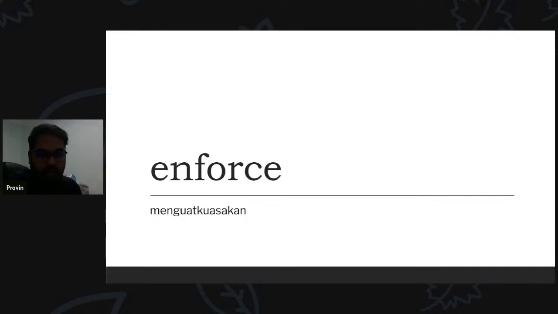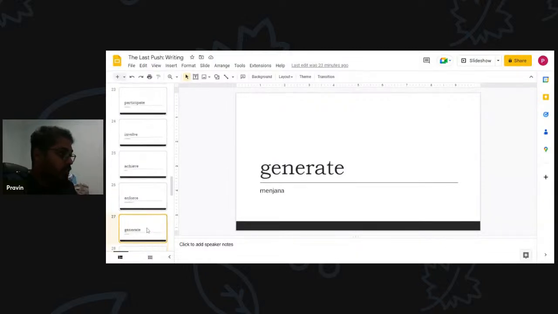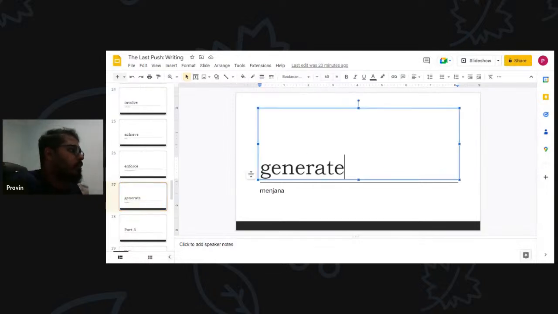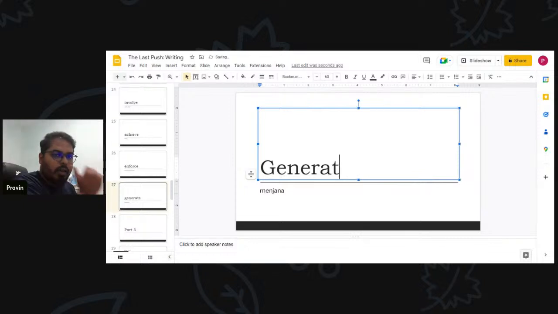Enforce, meaning to enforce the laws. Enforce the rules. Enforce the laws. You will use this word. Alright, so we are going to go to part 3 actually now. Another word, generate. Last one, generate, meaning to generate income. You can use this word also.